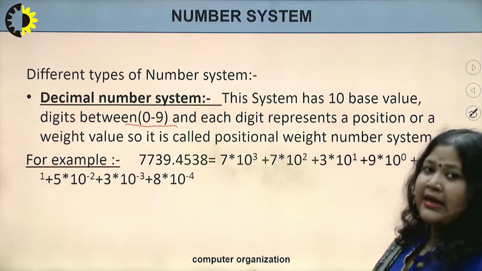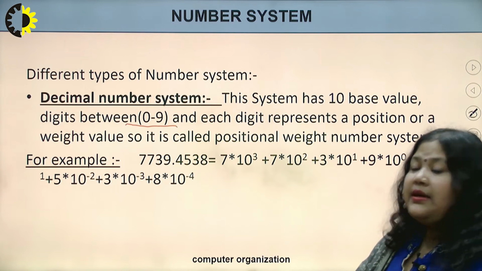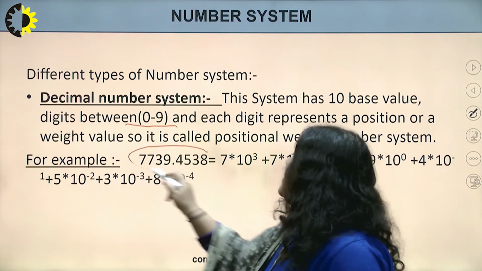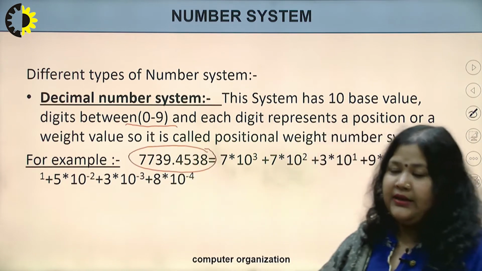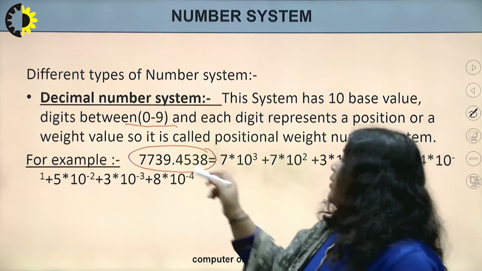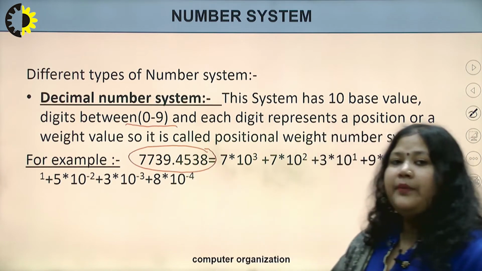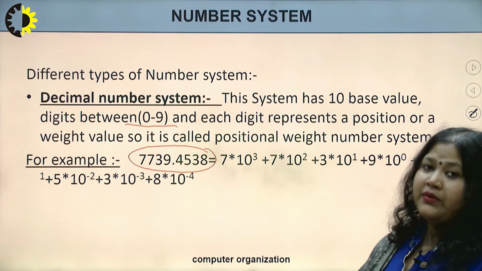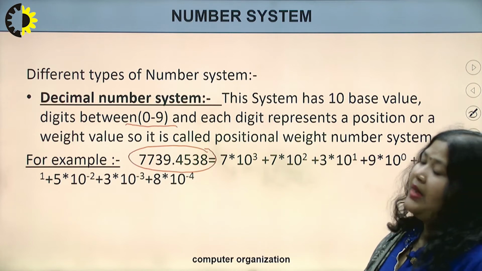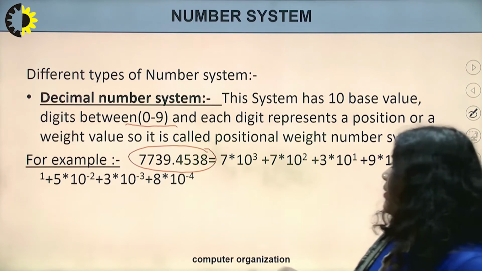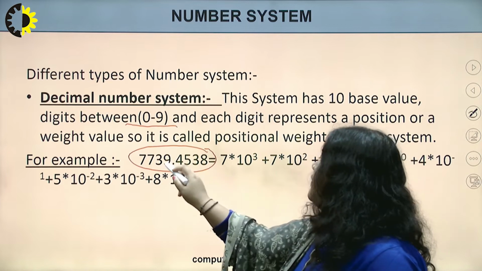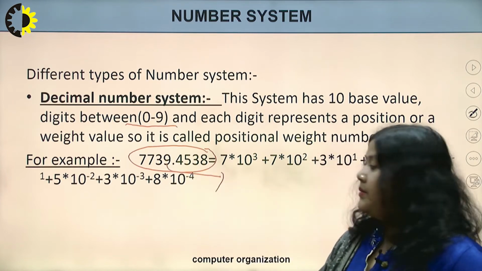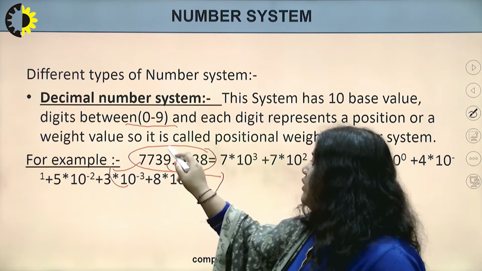Then how do we represent the decimal number system? Let's take an example with the positional weight number system: 7739.4538. When we define the decimal number system in the form of the weighted code, as a real number or a fractional number, for the real number it starts from this side, this is the LSB part, this is the MSB part, starting from 0.